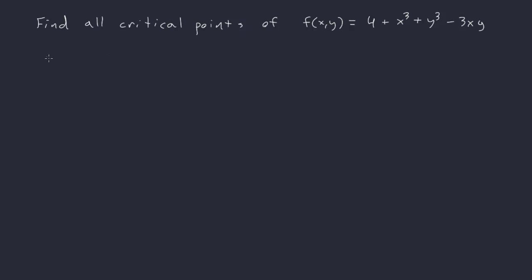So what we want to do is find f sub x and f sub y. Okay, so f sub x is going to be 3x squared minus 3y when we differentiate, and then f sub y is going to be, well, the 4 goes away, the x cubed goes away, we'll get 3y squared minus 3x. All right, and our first step here is to set these both equal to 0.